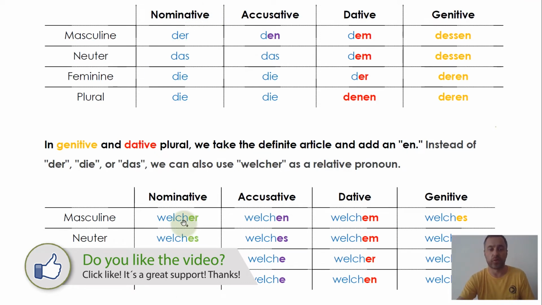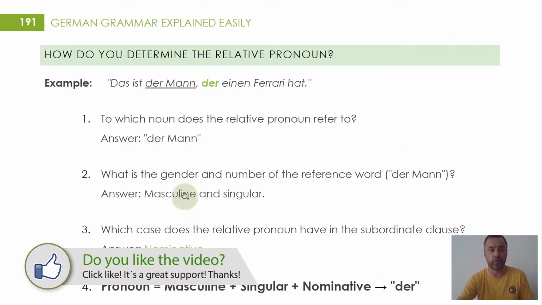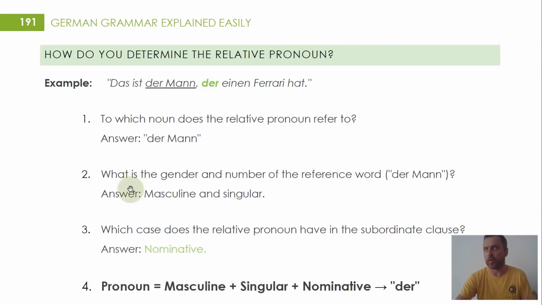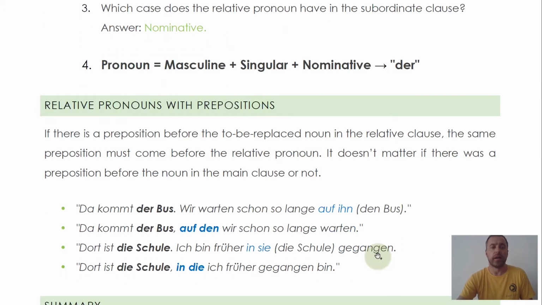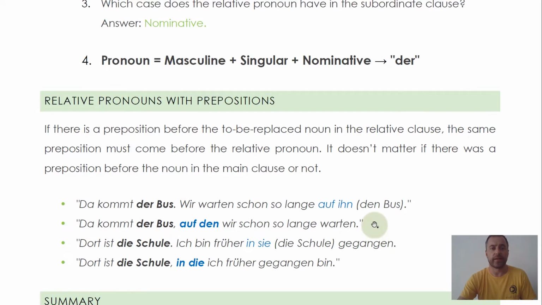You could also use welcher. So you could also say, das ist der Mann, welcher einen Ferrari hat. Sounds a little bit more fancy. It's definitely less common. So it also could happen that there is a preposition involved. Because sometimes you have sentences like this.